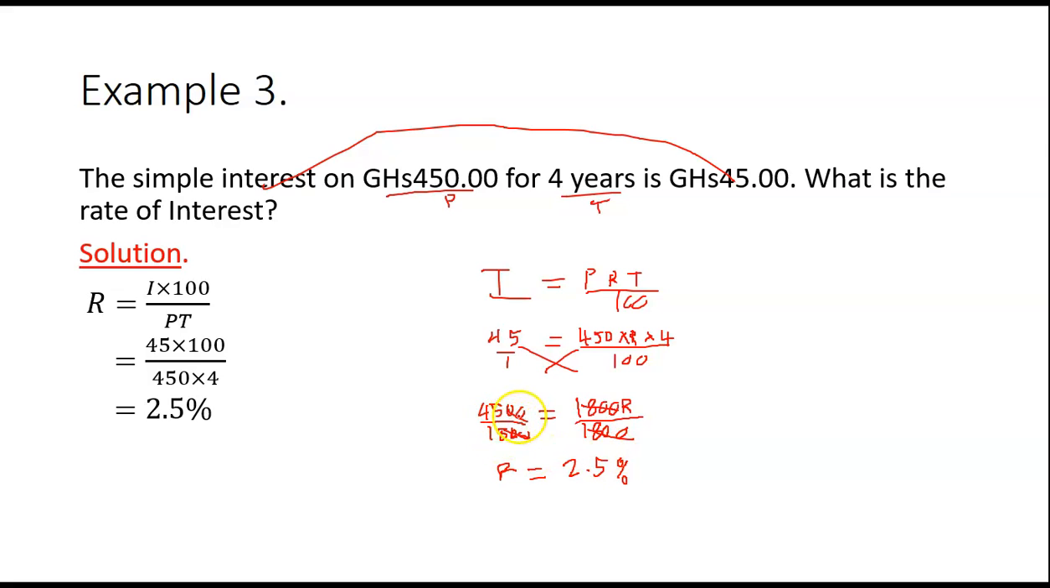Okay, 45 over 18. Do you get it? Yeah. When you do 45 over 18, I think you get 2.5. Yes, check it out. It gives you 5 over 2, which is 2.5. So you have to add the percentage symbol, because rate is always in percentage. I hope that's clear. So that is the answer to this.